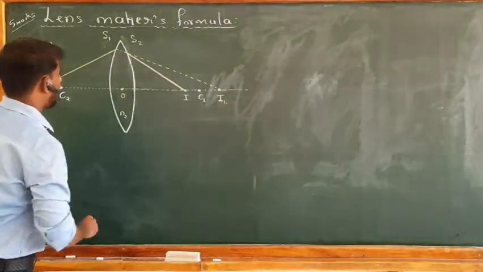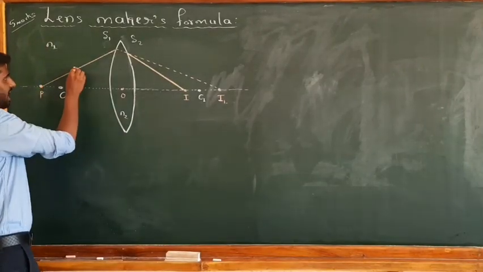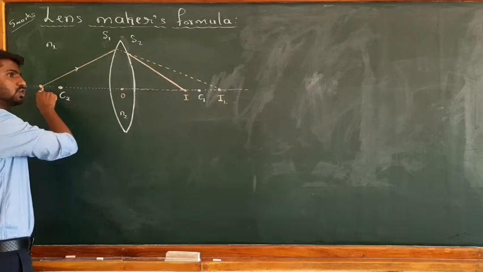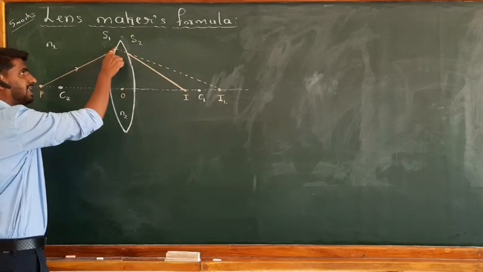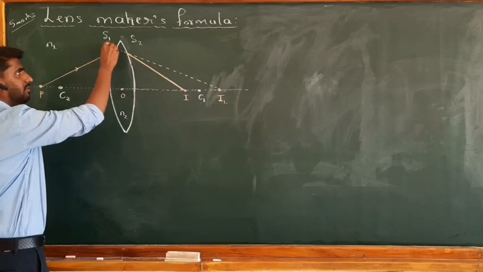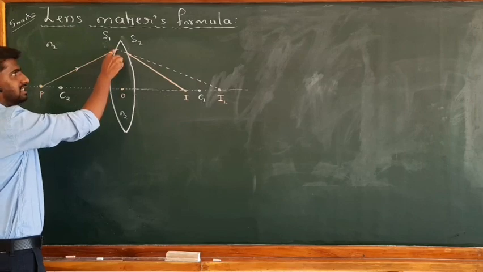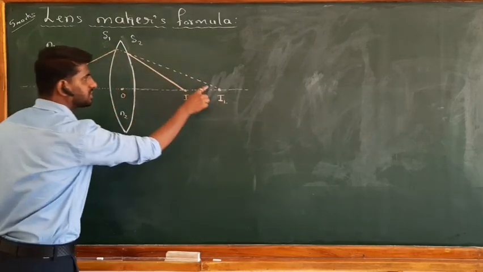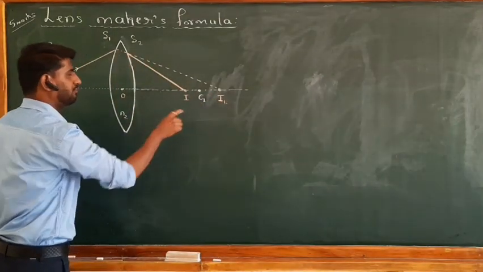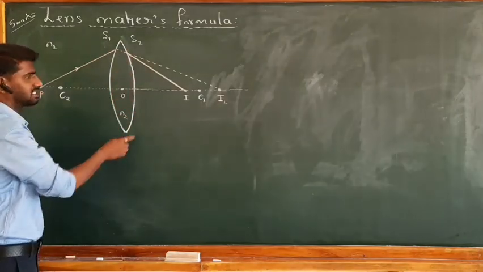And what's the I dash? See here. When a ray of light from the source or from the object is incident on the first surface of the lens, what happens? There will be a refraction, because it acts like an interface. As a result of one refraction, we may get the image as I dash, if there is absence of the second surface.